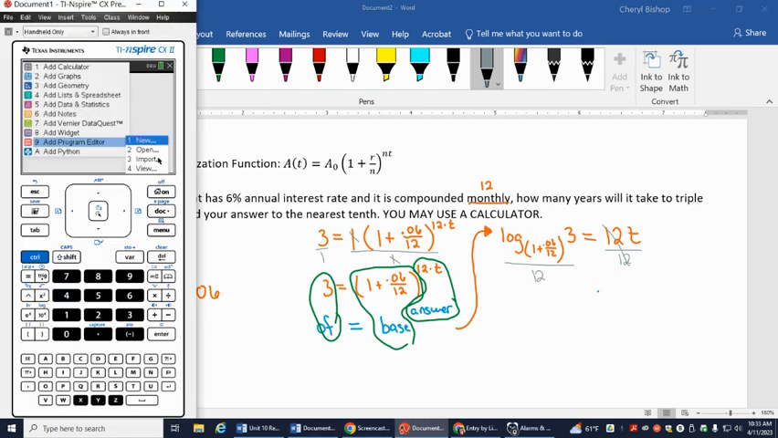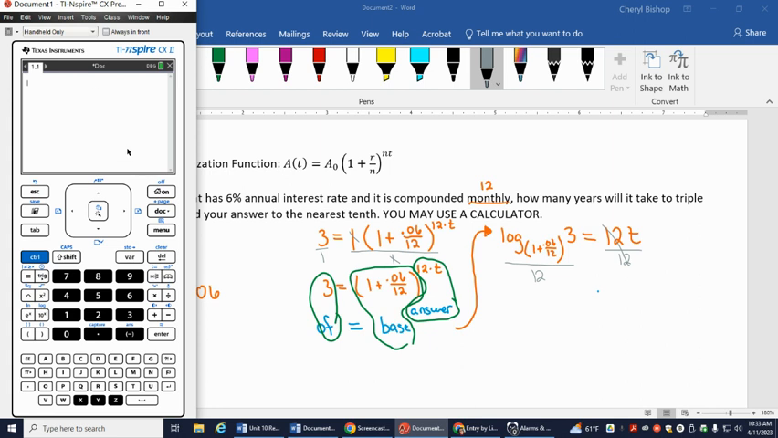So in my calculator, if you have not practiced typing anything in the calculator, you should probably do that sometime between now and Friday, because the calculator is for part 2, which means I guarantee they'll have these kind of questions on part 2. Okay, so log, I have to hit control log. My base is 1 plus that fraction. I'm going to do control divide so it even looks like that fraction. 0.06 over 12.